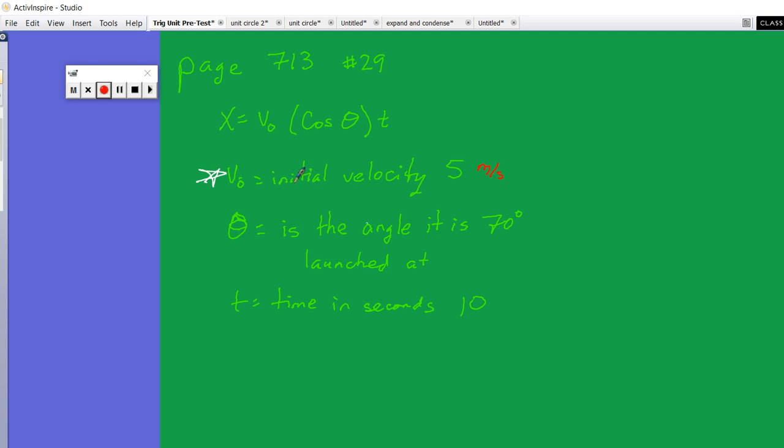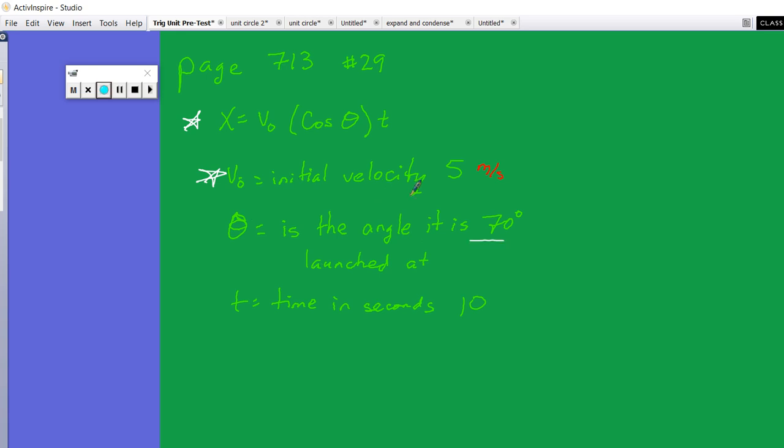The equation that represents the horizontal distance of the ball, x, is x equals v naught cosine theta times t. So here's my equation they give me, where v naught, that little zero at the bottom of v, is the initial velocity, theta is the angle at which it is thrown, and t is the time in seconds. About how far will the ball travel in 10 seconds?